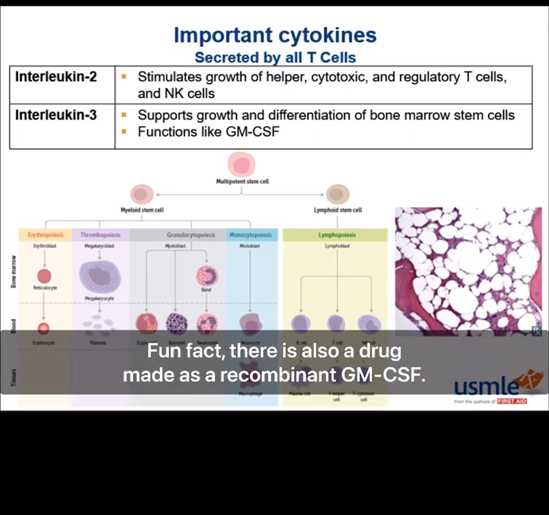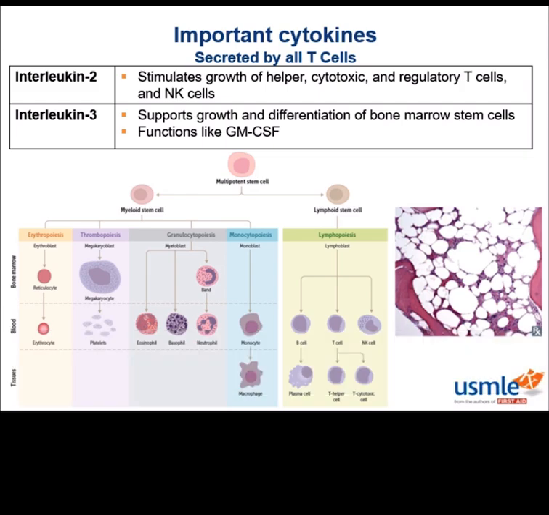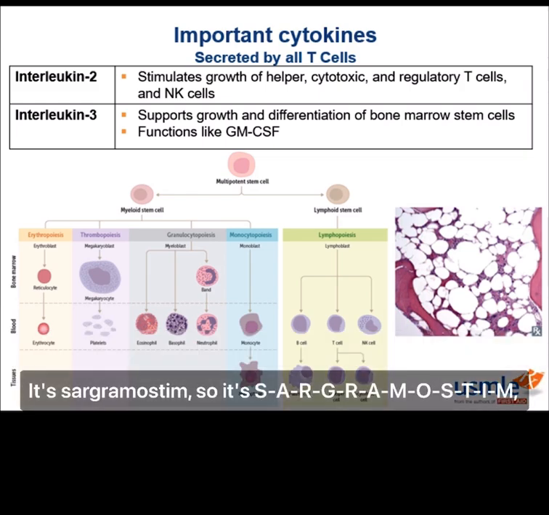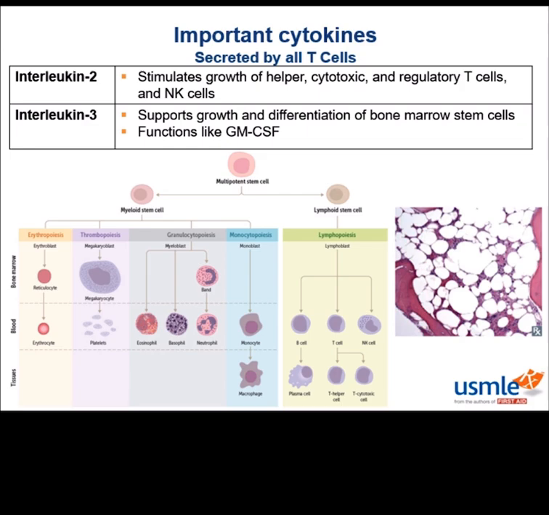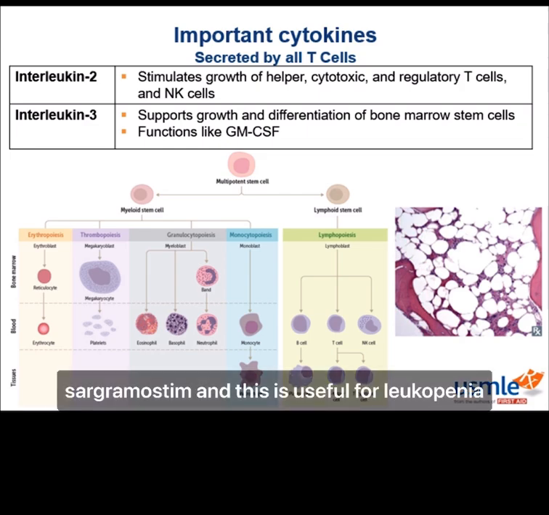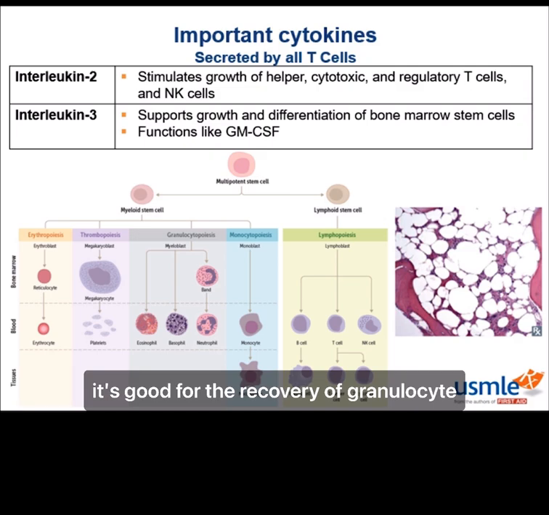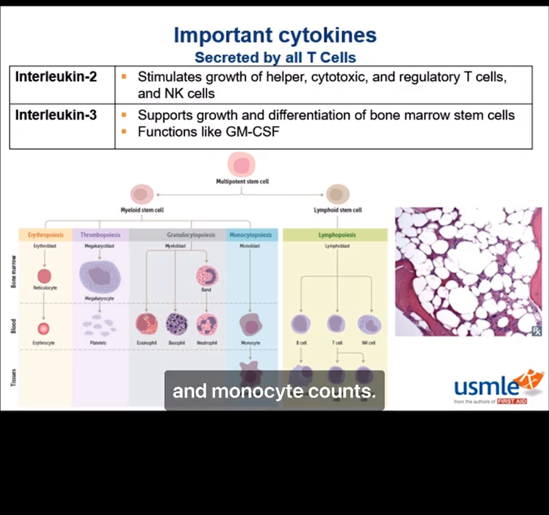Fun fact, there's also a drug made as a recombinant GM-CSF. Do you know what it's called? It's sargramostim. And this is useful for leukopenia or low white blood cells. And specifically, it's good for the recovery of granulocyte and monocyte counts.